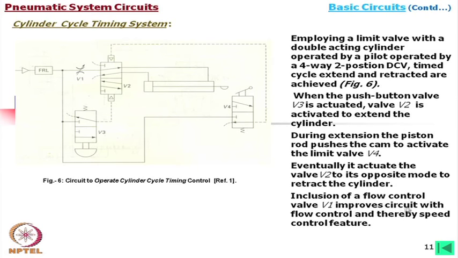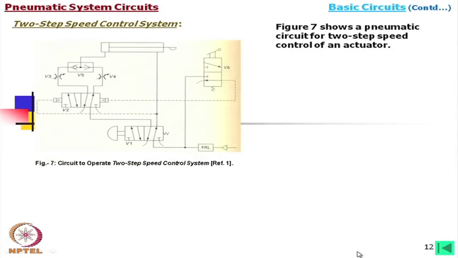Inclusion of flow control valve V1 improves the circuit with flow control and thereby speed control features. Similarly, we can think of another circuit, which is a two-step speed control system. In this case, there is also a limit switch, and this is the cylinder. At this stage we find one shuttle valve with two needle valves or throttle valves, or so-called flow control valves.